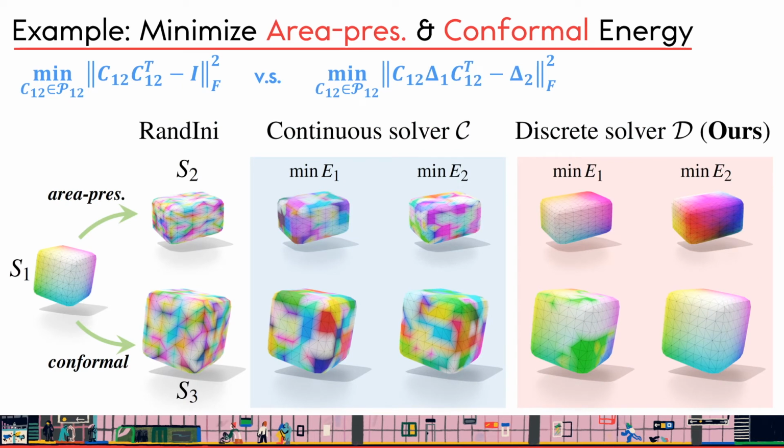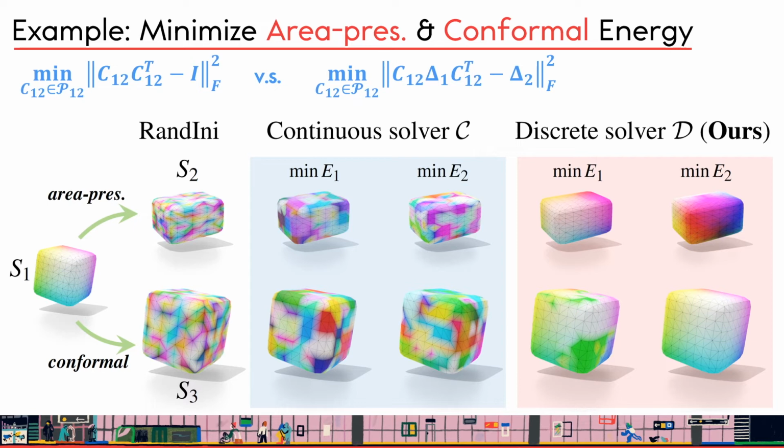You can find more details of how to construct the modified energy and apply the discrete solver to optimize different functional map energies in our paper. In this example, we show some results of using our discrete solver to minimize the area preserving energy and the conformal energy. We initialize the functional map from a random pointwise map.